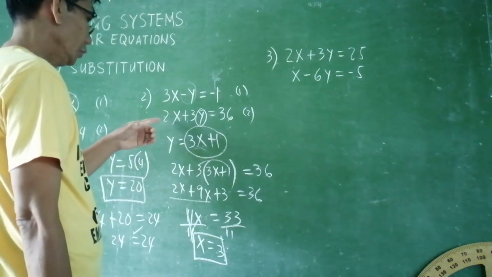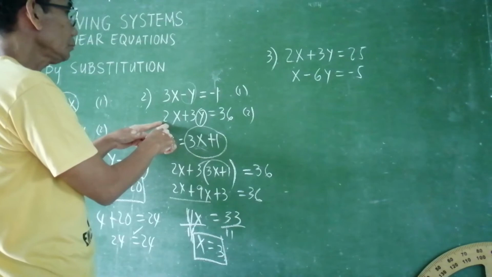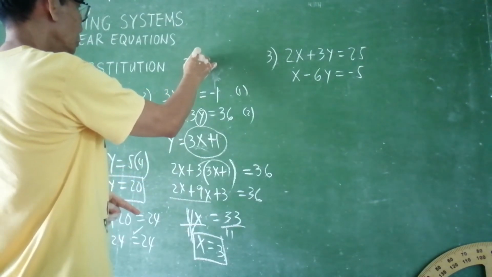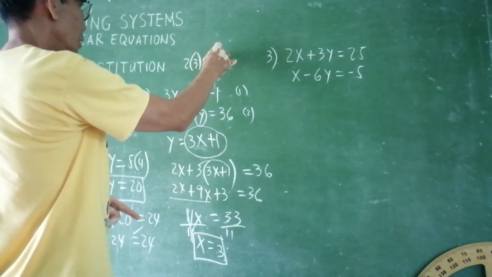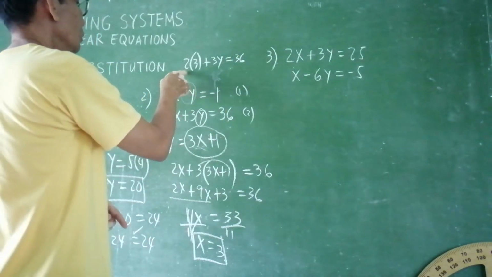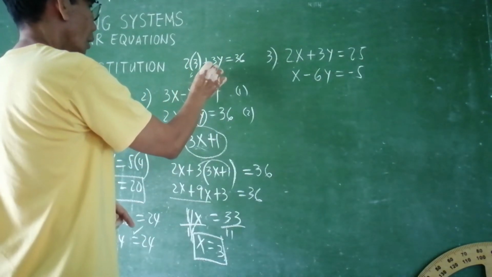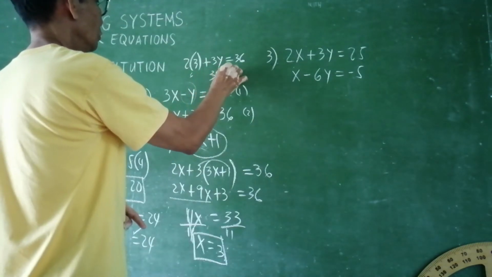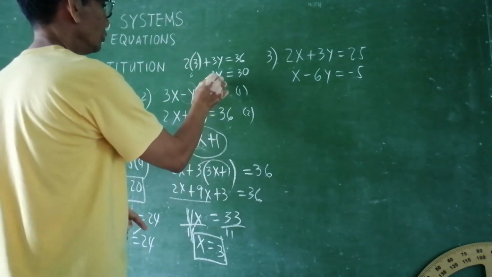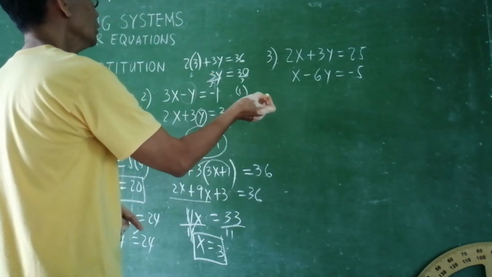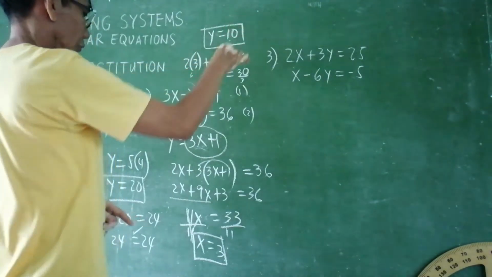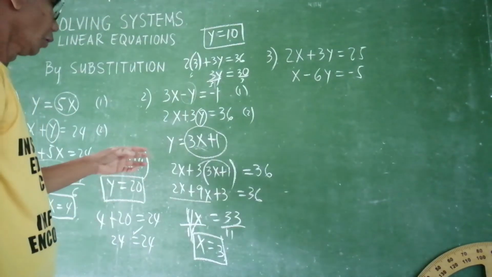Now you can use any of the equations you want here. So shall we do it here? It will be 2 times 3 plus 3y equals 36. So that will be 6. So 3y will be equal, transpose that, 36 minus 6 is 30. So divide by 3, divide by 3. So y will be equal to 10. So that's the value of y.